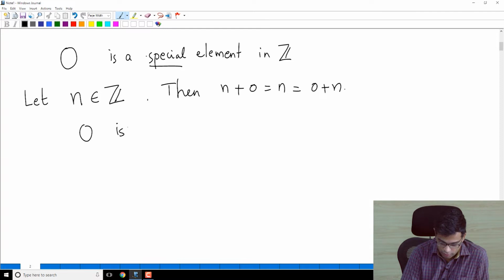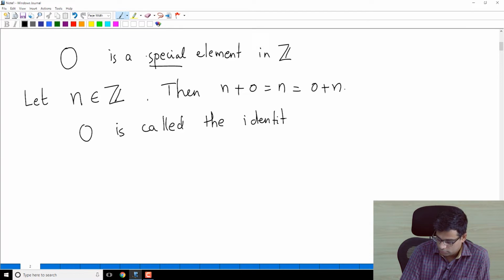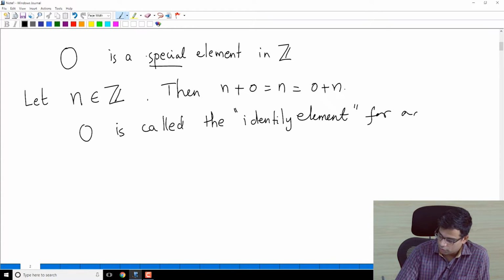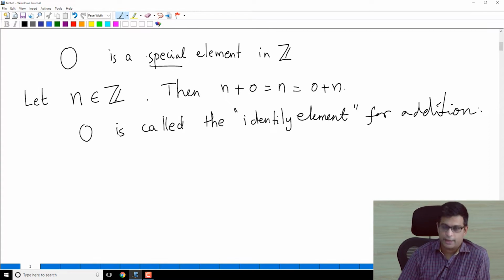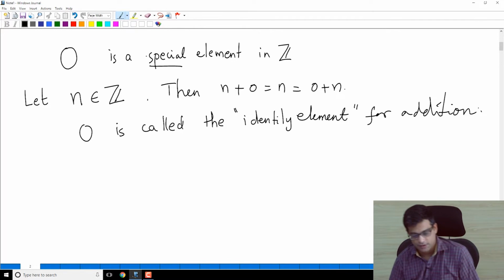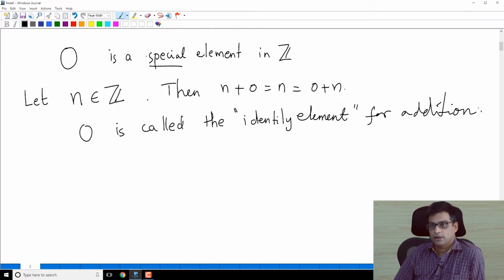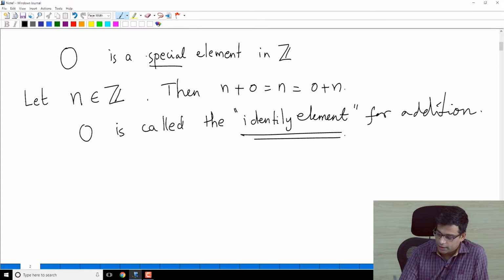So, 0 is called the identity element for addition. Okay. So, this is the second property. Remember again, the first property was if you add two integers, you get another integer. You have a special element that we call the identity element, which has the property that if you add this to any element, you get the element back, you do nothing, in other words.